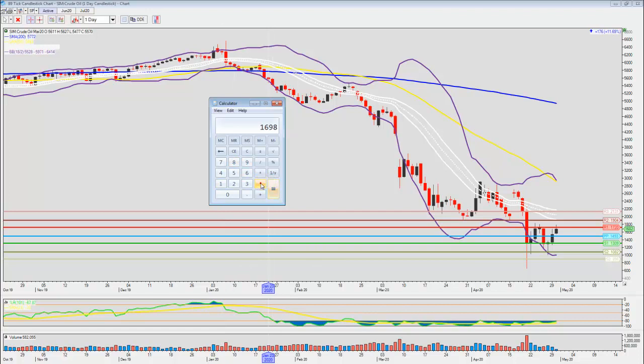1698 minus, let's say 1293 times 0.238, so 96 ticks. So 1698, we'll go 97. Clear. Where's the clear button there? Nah, it's memory. Where's clear? Clear. 97 ticks.